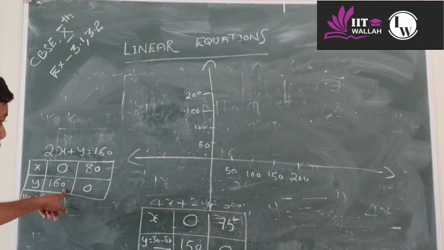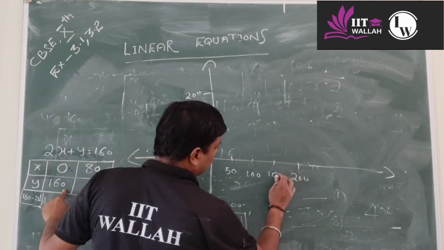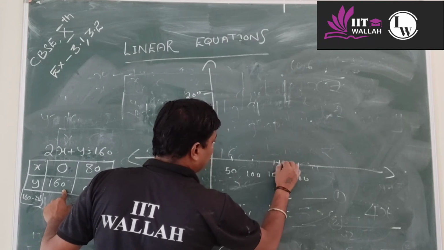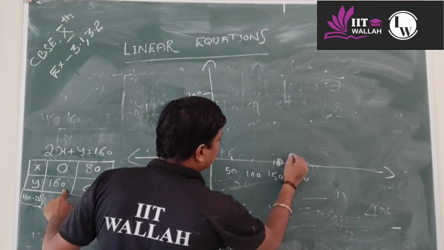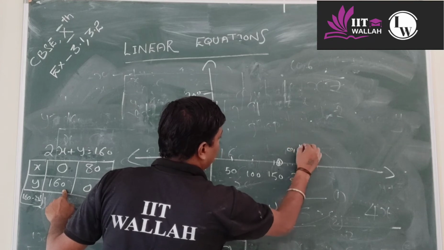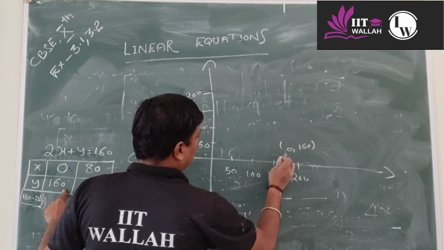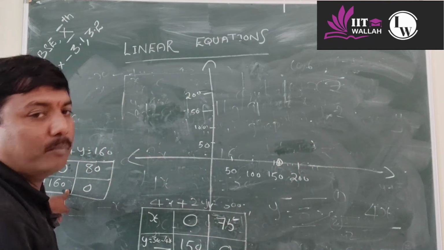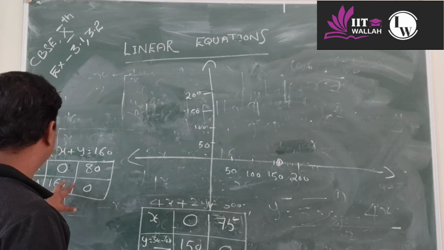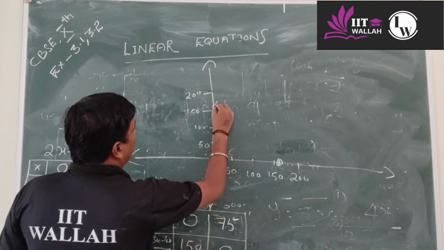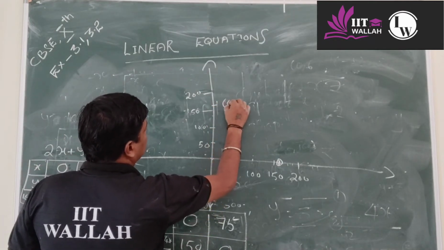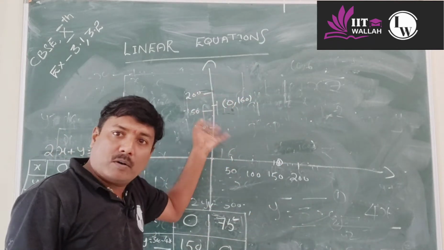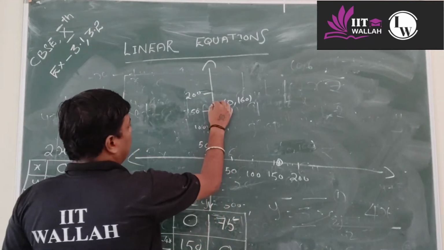0 and 160. So it will be here. 160, 170, 180, 190. So it will be here. This is 160. 0, 160 is this. This is nothing but 0, 160. X is 0. So it will come on the Y axis, right? 0, 160. So it will be here. Because if X is 0, the point will come on the Y axis. So this is one point.